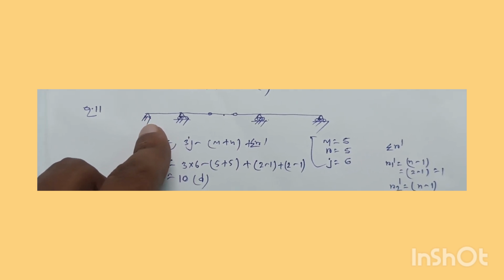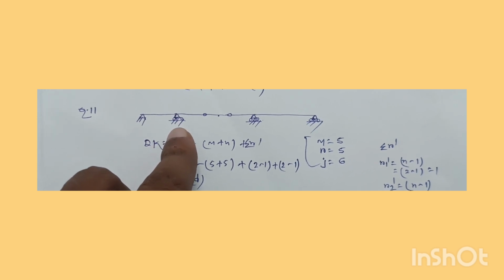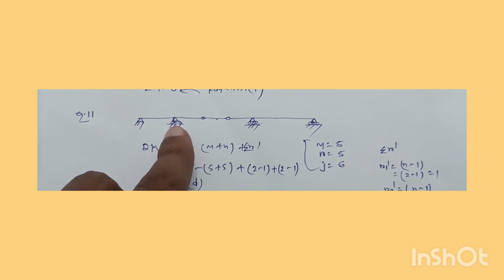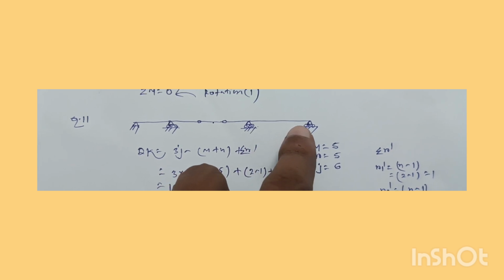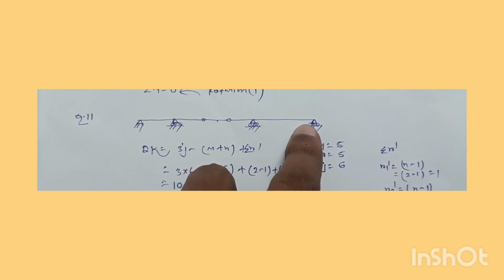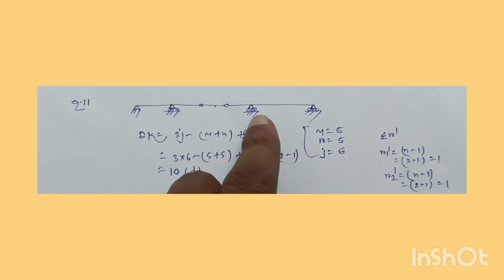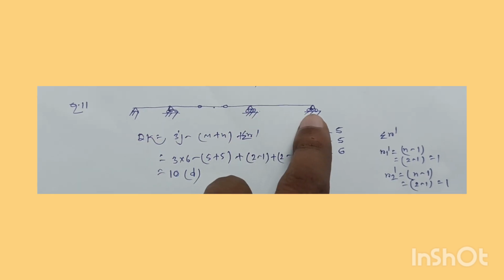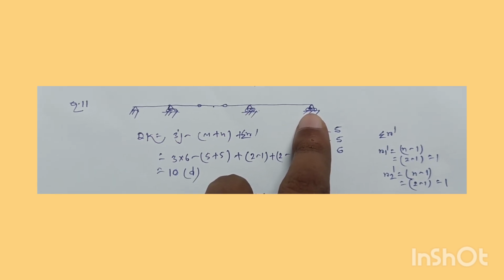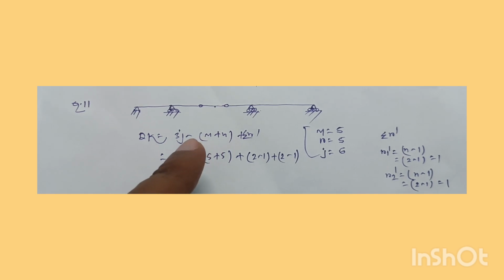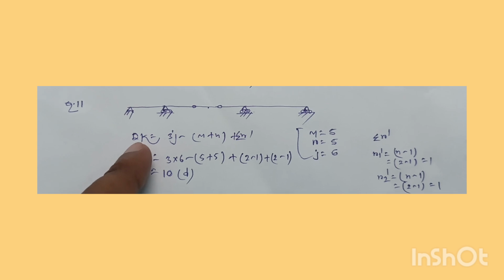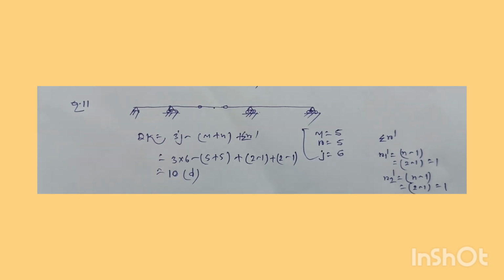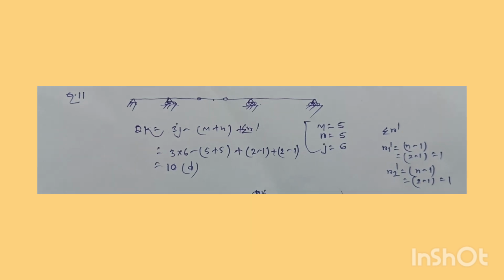and one vertical reaction from this hinge support, and one vertical reaction from this roller support, and one vertical reaction from this roller support, and one vertical reaction from this roller support. So total 5 reaction components available from this structure. So by putting all the values into this equation, we will get degree of kinematic indeterminacy Dk equal to 10. Option D is the right answer.